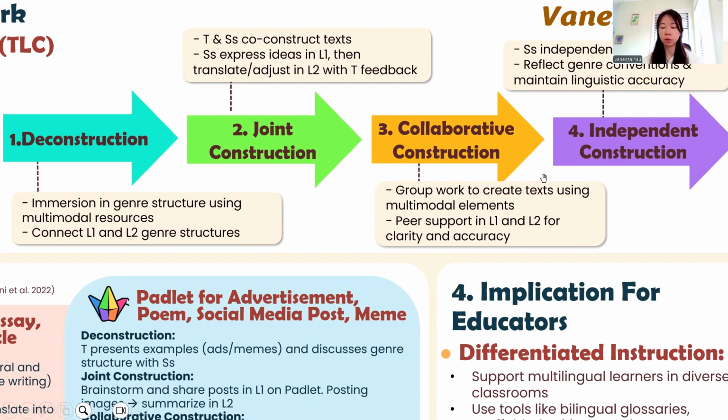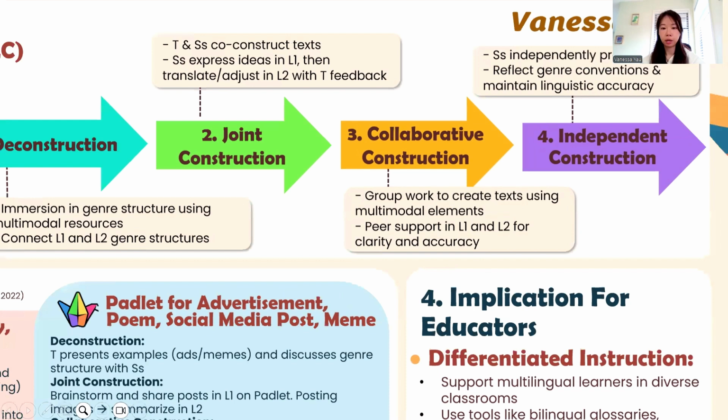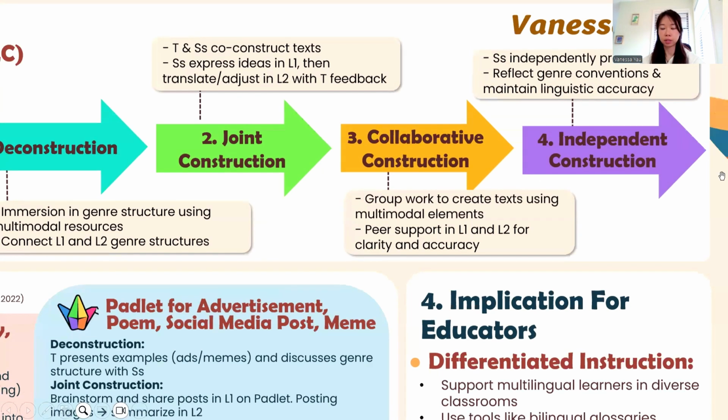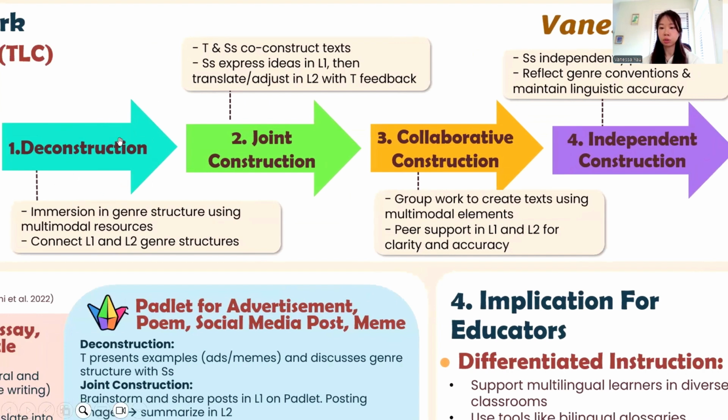Moving on to the collaborative construction phase, students can work in groups using various modes like visual, oral, or textual elements to create texts and refine them with peers' feedback for clarity and accuracy. Finally, in the independent construction phase, students independently apply the skills they have learned to produce texts in L2. So this cycle allows students to build on their knowledge progressively, moving from understanding the genre to creating complex texts with multimodal literacy skills that reflect real-world communication tasks.